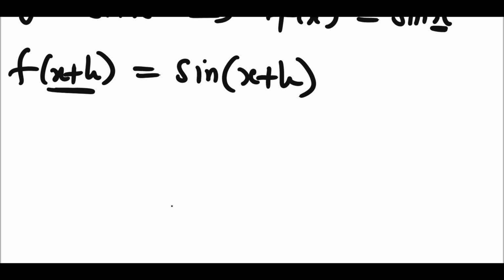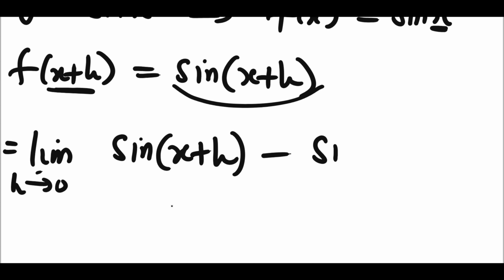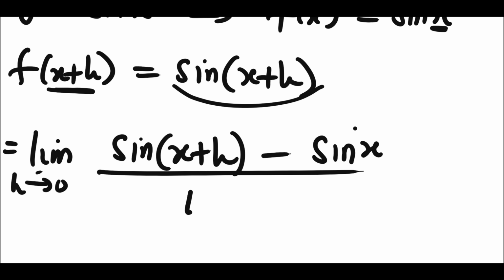All right. So we now plug in the various components. So we have our dy dx equal to the limit as h approaches 0. Then we have our f of x plus h minus the f of x. So our f of x is this. So you are going to get sine of x plus h minus sine x. Then all divided by h.